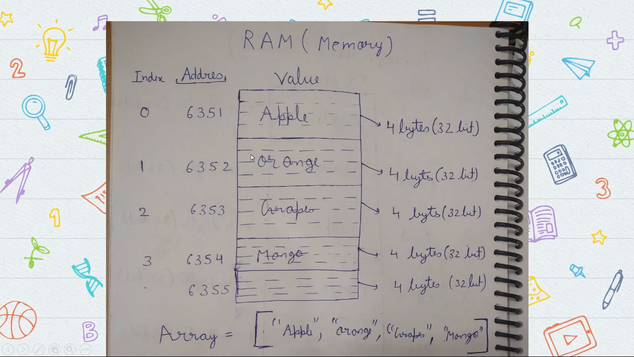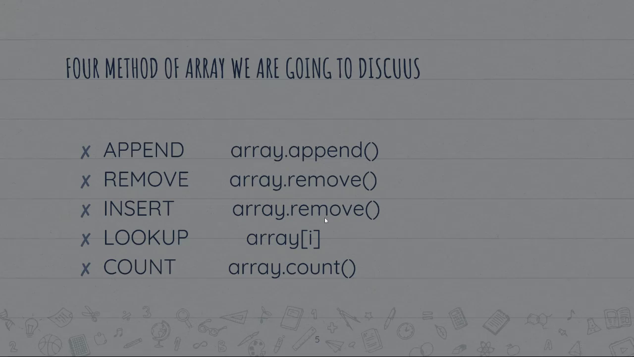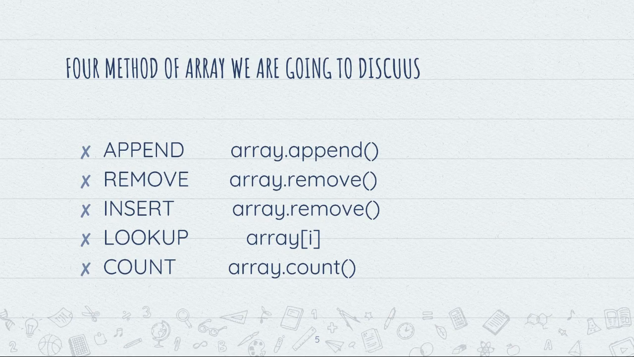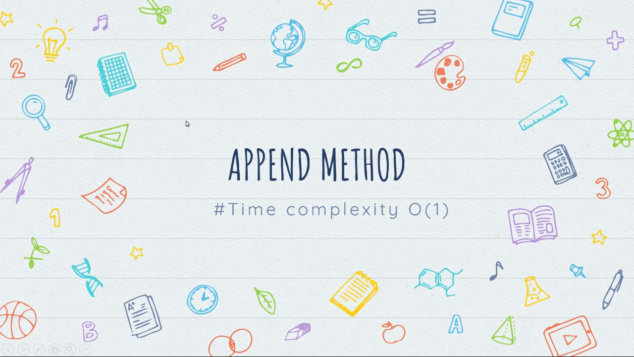Now I will discuss these four or five methods: append method, remove method, insert method, lookup method and count method. Here I will show you how these methods change the data in the memory, and what their time complexities are. First of all I will discuss the append method. Please see this append method. It has a time complexity of O of 1.